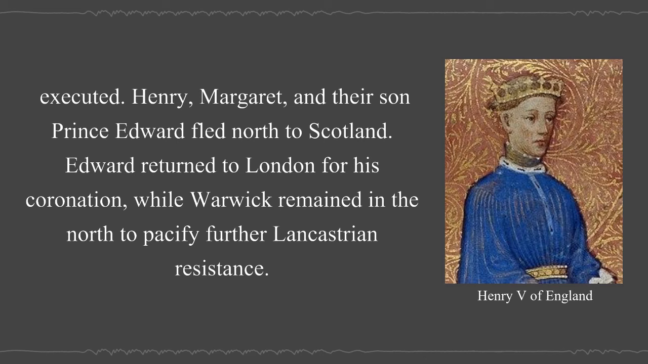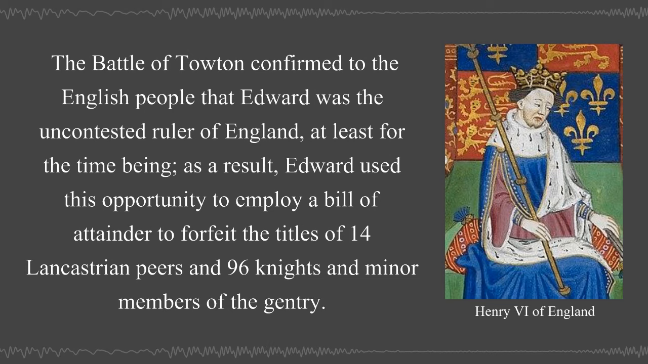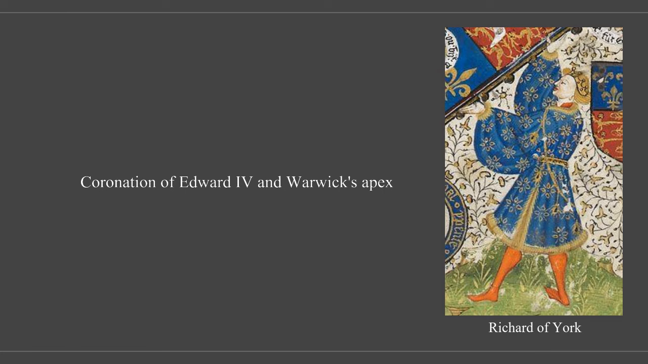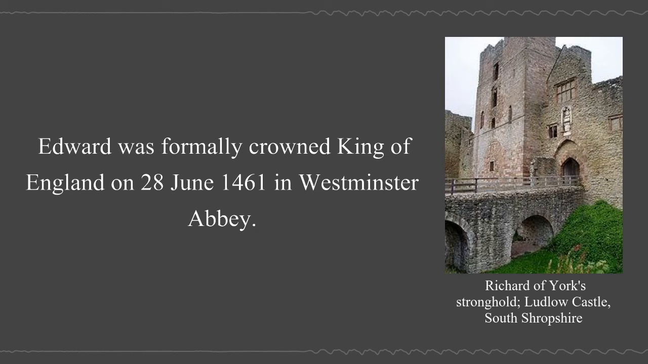The Battle of Towton confirmed to the English people that Edward was the uncontested ruler of England, at least for the time being. As a result, Edward used this opportunity to employ a bill of attainder to forfeit the titles of 14 Lancastrian peers and 96 knights and minor members of the gentry. Edward was formally crowned King of England on 28 June 1461 in Westminster Abbey.